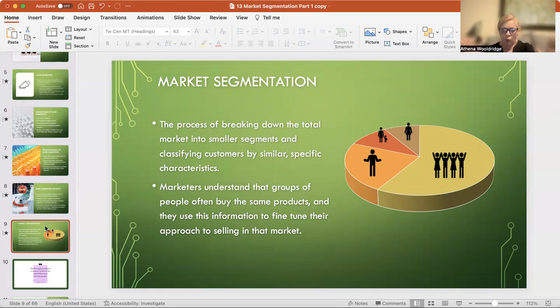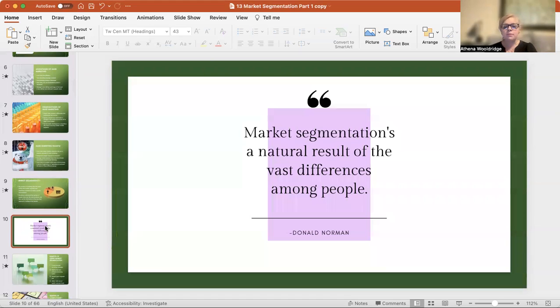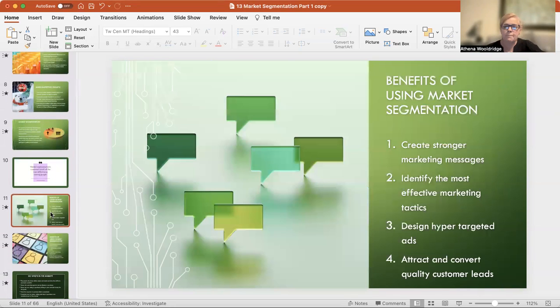This is how we break down all the customers into smaller segments, okay? And they have different sorts of characteristics. And the way that we break them down is a number of different ways that we're going to talk about in a minute. Mass market segmentation is a natural result of the vast differences among people. And this is really the foundation. This is what market segmentation is all about.